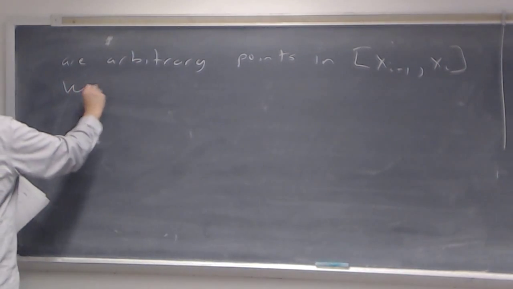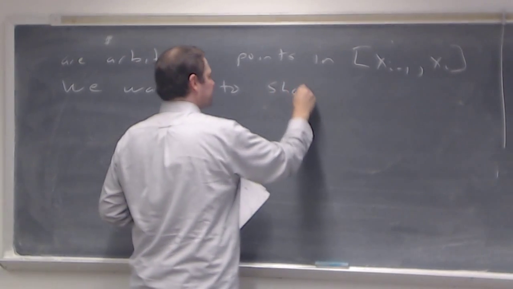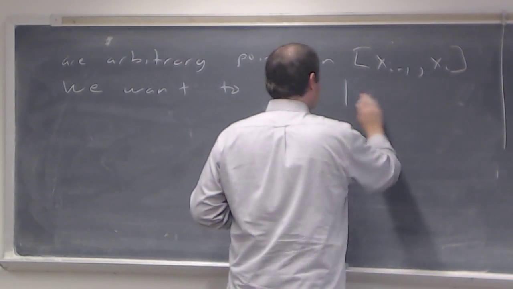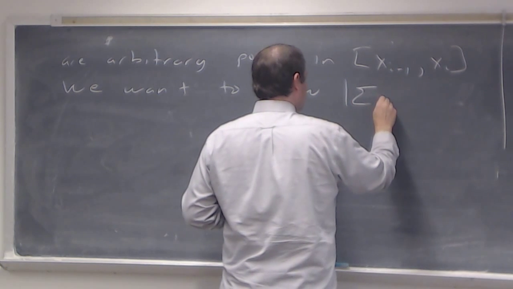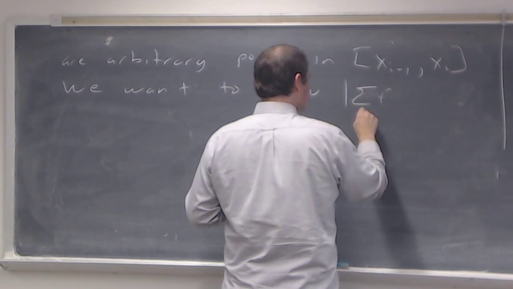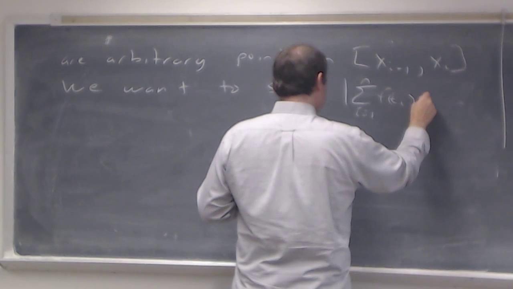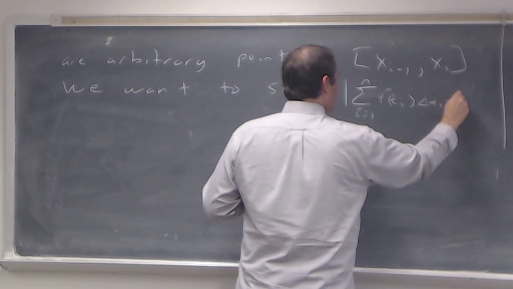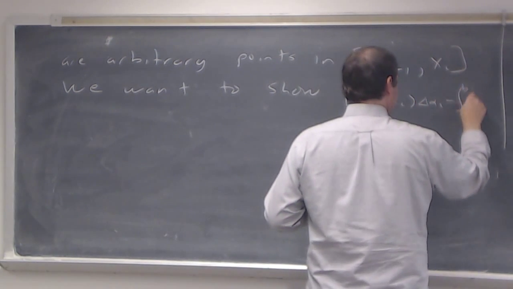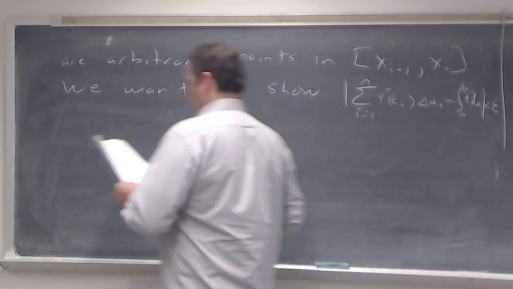And what we want to do is we want to show, this was the statement, that the absolute value of the sum, again i runs from 1 to n, of f of t sub i delta alpha sub i minus the integral of f d alpha, that's going to be less than epsilon. That's what we want to show.